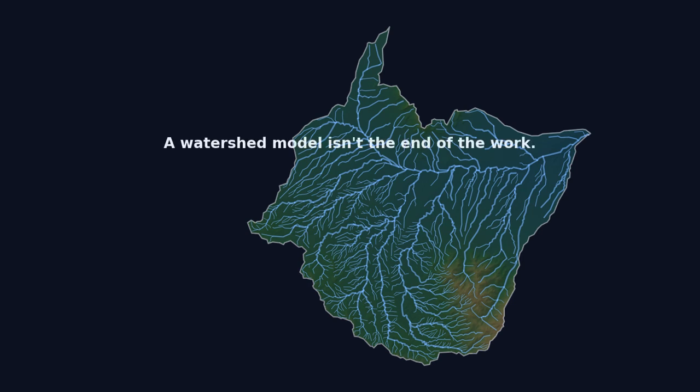A watershed model is not the end of the work. It is the beginning of it. The point of automating the assembly is that the interesting questions, the calibration, the scenarios, the contaminants, start on day 1 instead of month 3.